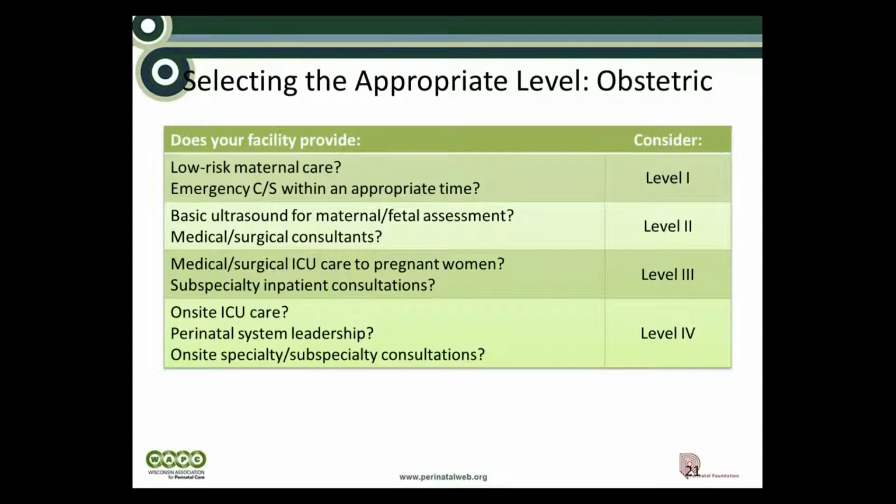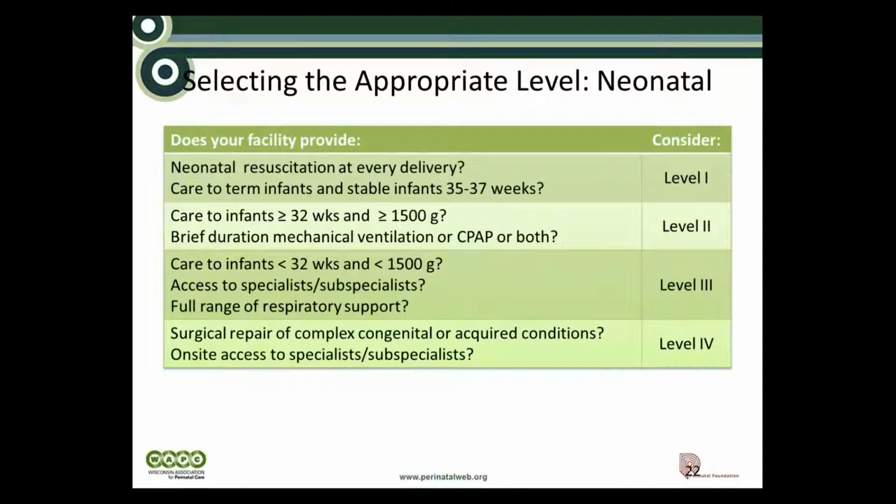Is there on-site ICU care? Is there perinatal system leadership present? Are there on-site specialty and subspecialty consultations? That's what distinguishes a level 3 from a level 4. Looking at the neonatal ones, we have the same kind of basic questions.